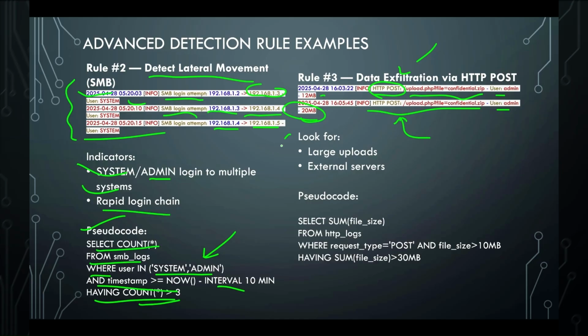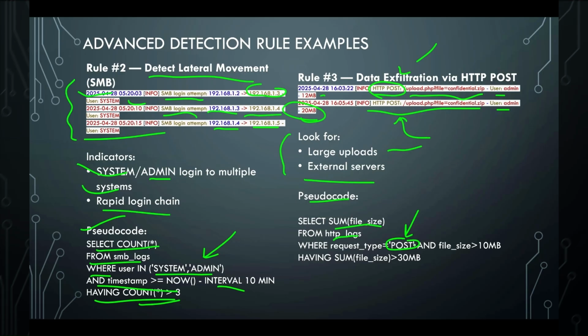So the rule we can create is to trigger an alert when a user uploads a file larger than 10 MB to an external server, especially multiple files in a short time period, and then flag uploads during non-business hours from unusual sources. So the pseudocode would be: select a sum of the file size from HTTP log where the request type is POST.